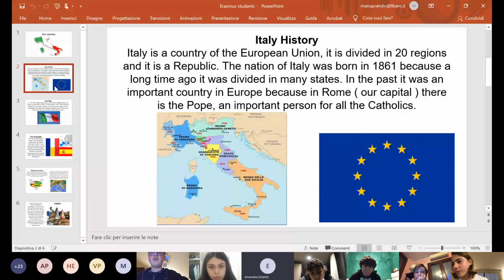Italian history. Italy is a country of the European Union. It's divided in 20 regions and it's a republic. The nation of Italy was born in 1861 because a long time ago it was divided in many states. In the past, it was an important country in Europe because in Rome, our capital, there is the Pope, an important person for all the Catholics.